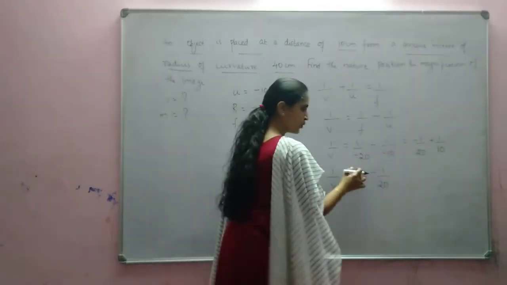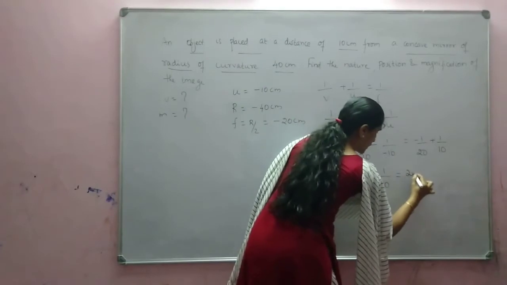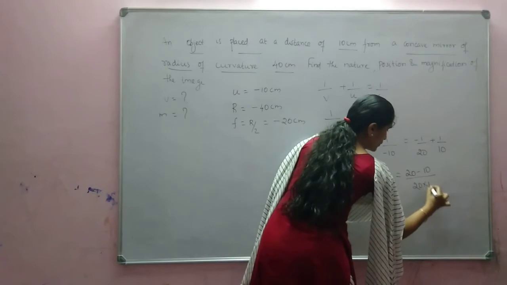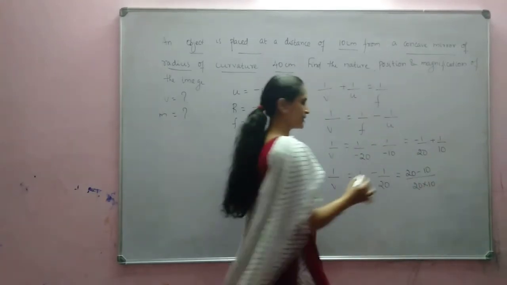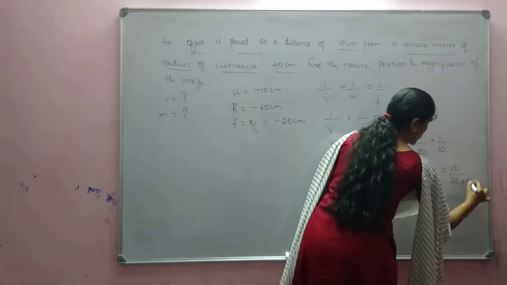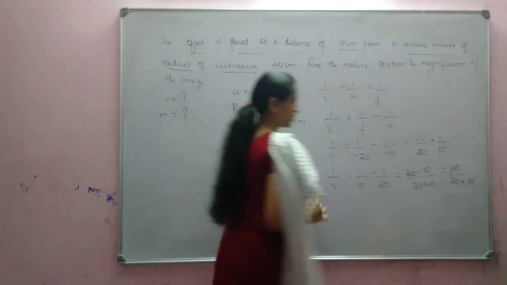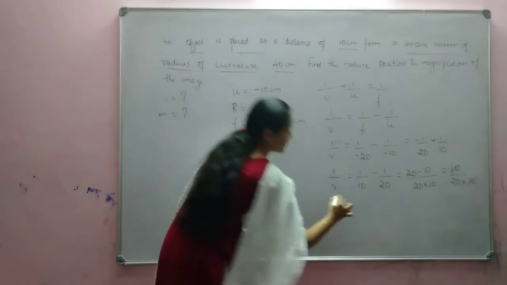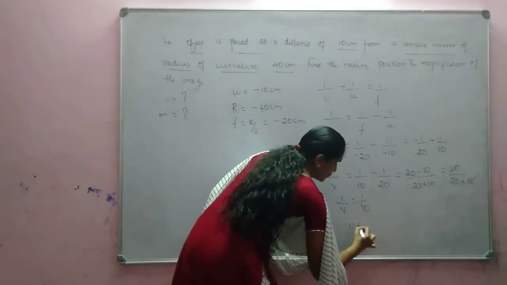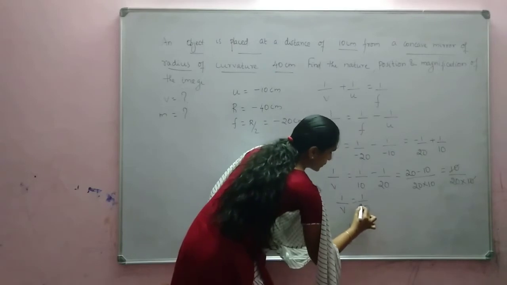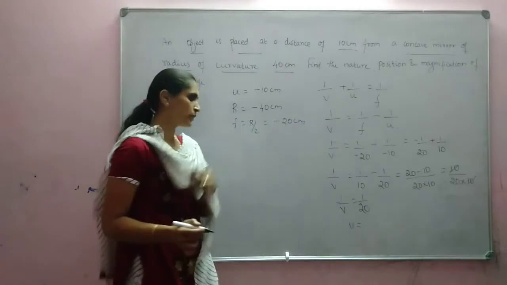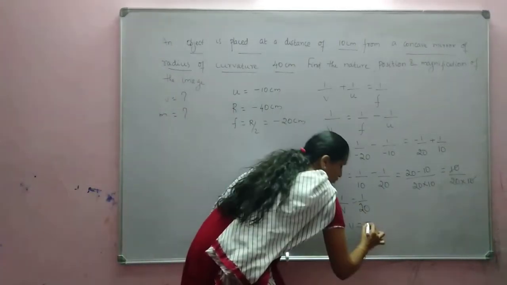Okay. Now, you can cross multiply it. 20 minus 10 divided by 20 into 10. 20 minus 10 is 10. 10 by 20 into 10. So 1 by v is equal to 1 by 20. So 1 by v is equal to 1 by 20, or we can write v is equal to 20.